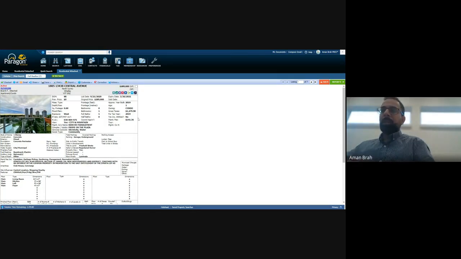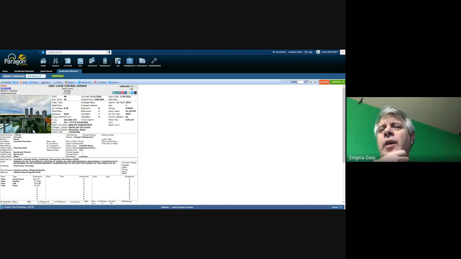All right. Anyone else got any input on this or property they want to do a CMA on? I just had one question. Is there any way to get a floor plan for this unit?